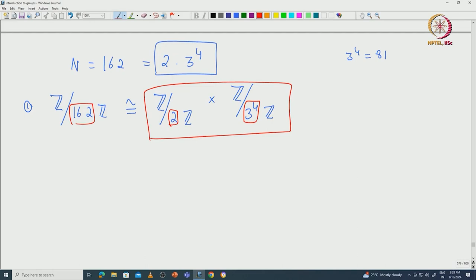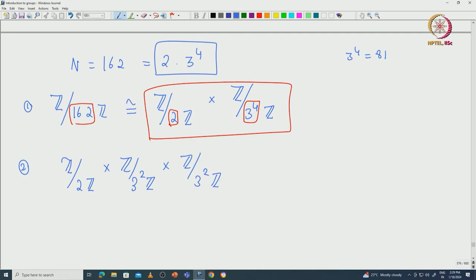So that is what this says. So let us look at another example, okay, of the same order 162. For example, one can take first the cyclic group Z modulo 2Z, direct product with Z modulo 3 square Z. Okay. So, look at it.